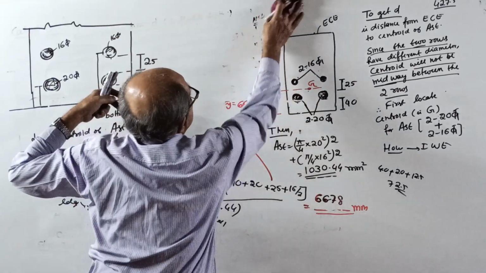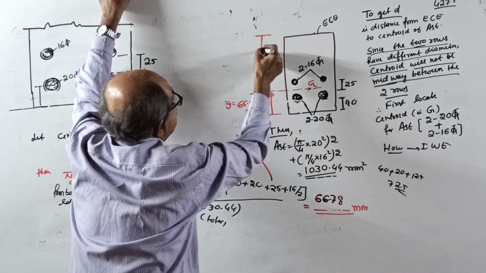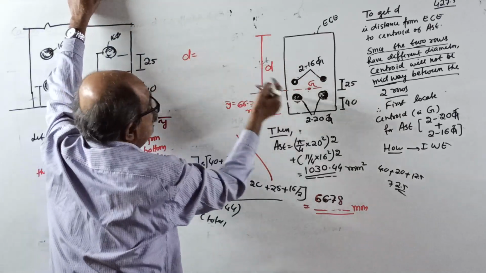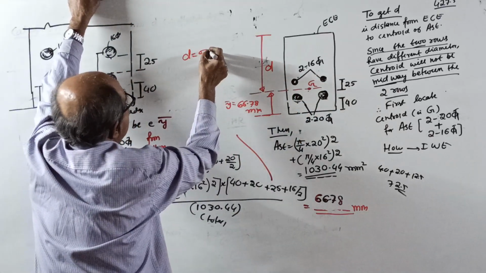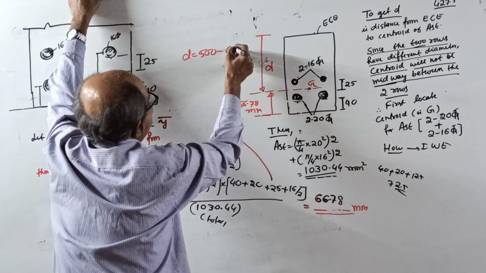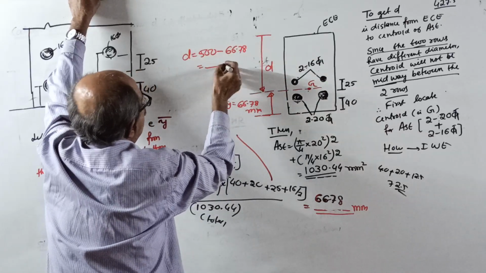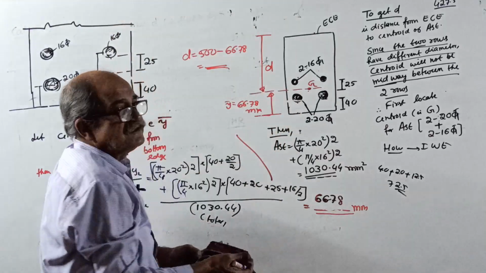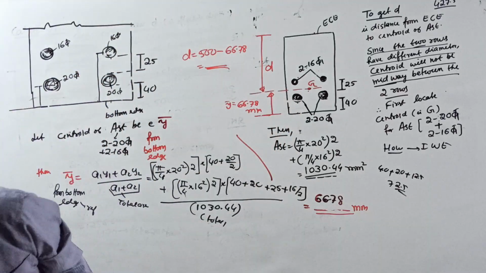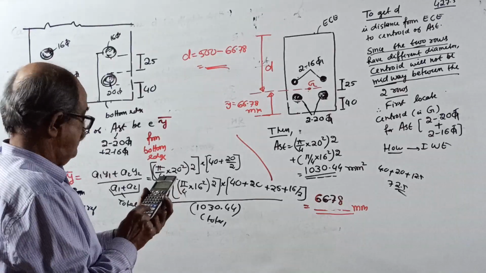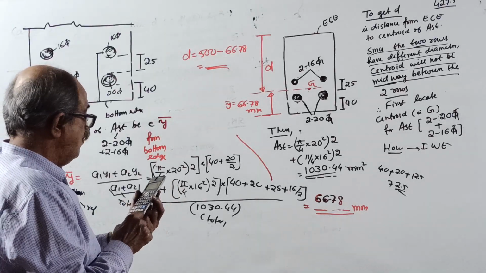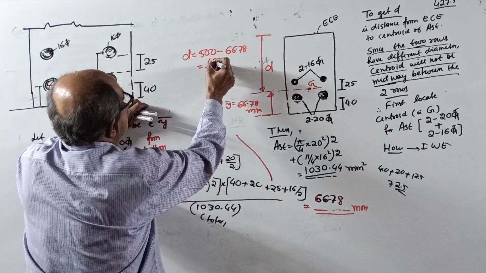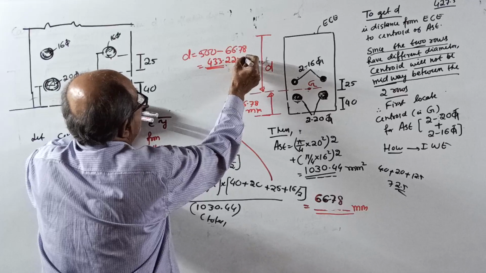Write one more sketch. Okay. Now your D will be from the extreme edge up to here. Red color will do. Now your D equal to 500 minus 66.78. So instead of the earlier D, how much did you get? 427.5. It will come slightly more. 500 minus 66.78, 433.22. 10 mm more. 433.22 millimeter is D.